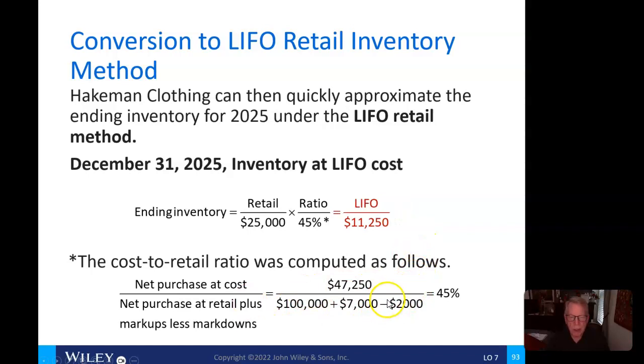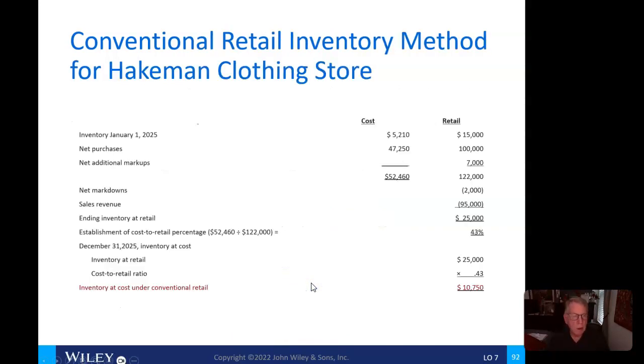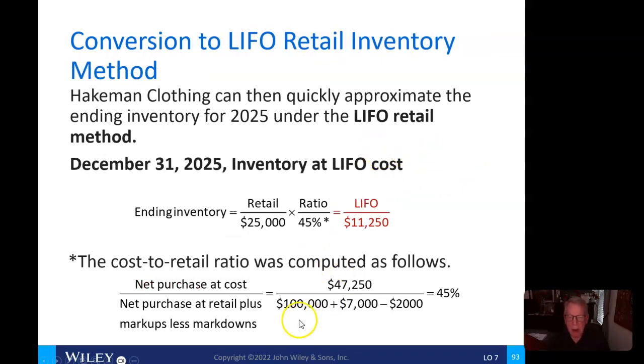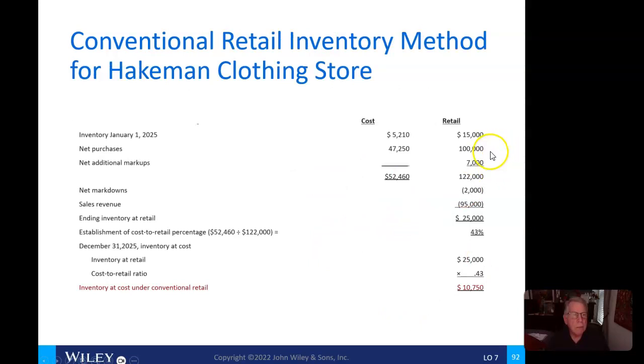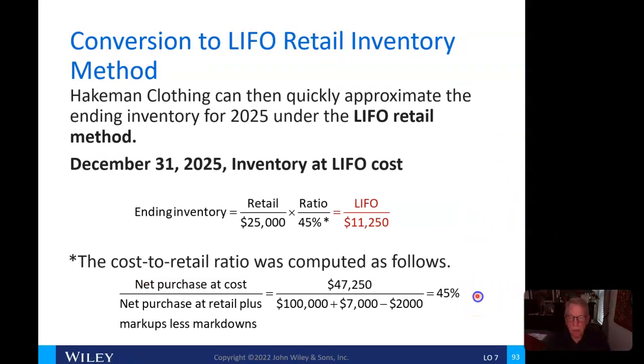So how would we do that? We compute that by taking the net, we need to compute this 45%. We're going to take the net purchase at cost, 47,250 here, and we'll divide that by the net purchase at retail plus markups less markdowns. So we have the 100,000 plus the 7,000 minus the 2,000. We get that here, and that gives us 45%. So 25,000 times 45% gives us 11,250 LIFO.